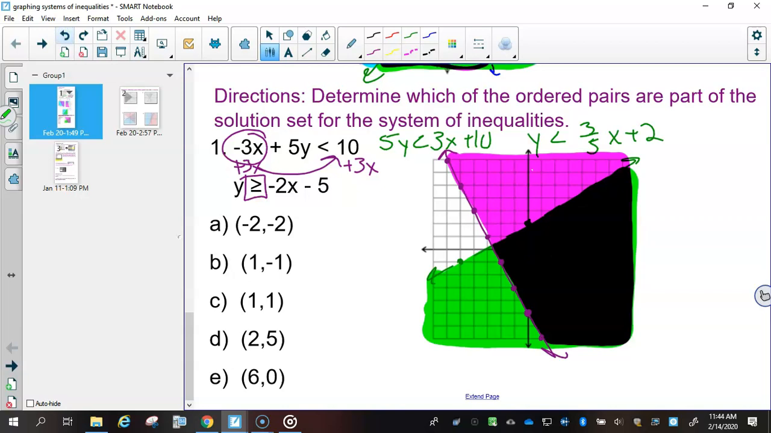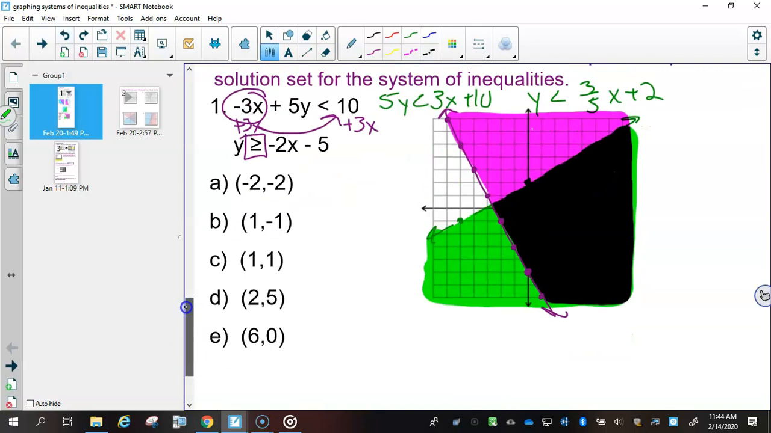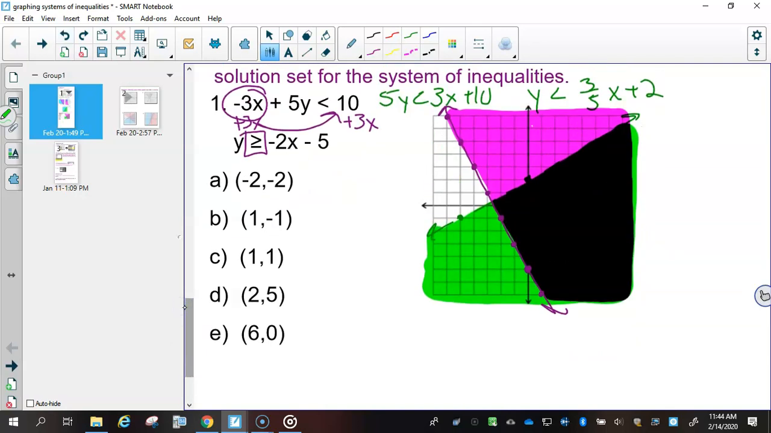So now let's find our solutions. Of course, I can't see my lines anymore. But -2, -2. I think that's here. You can see that. Would that fall in your solution area? It has to be in the solution area that overlaps. If it's not, it's not a solution. 1, -1. Let's see if I can accurately do this. Would that be in the solution? Yes. 1, 1. Yes.